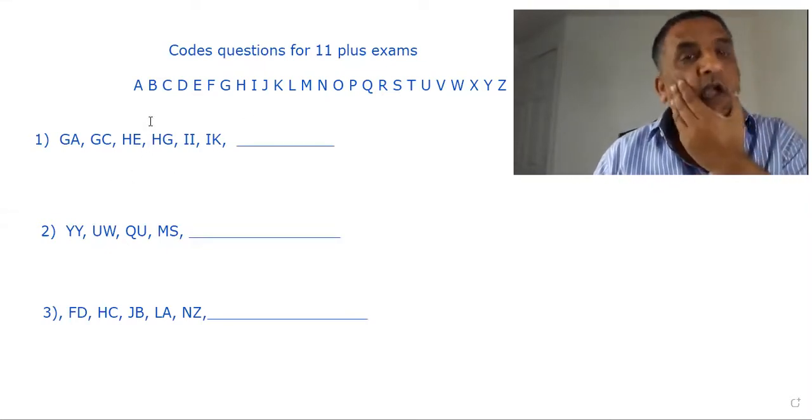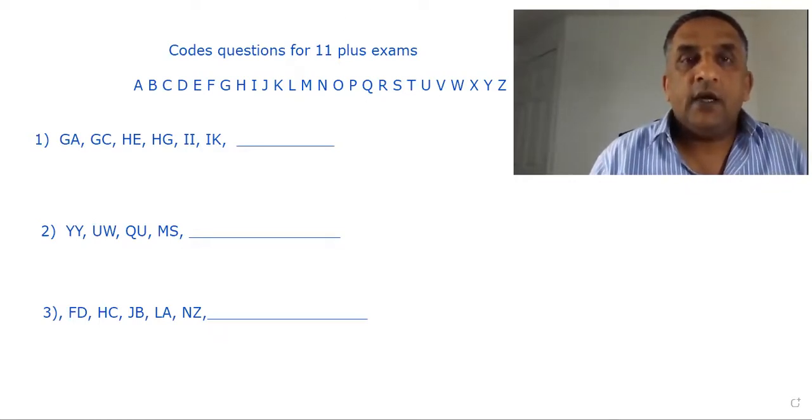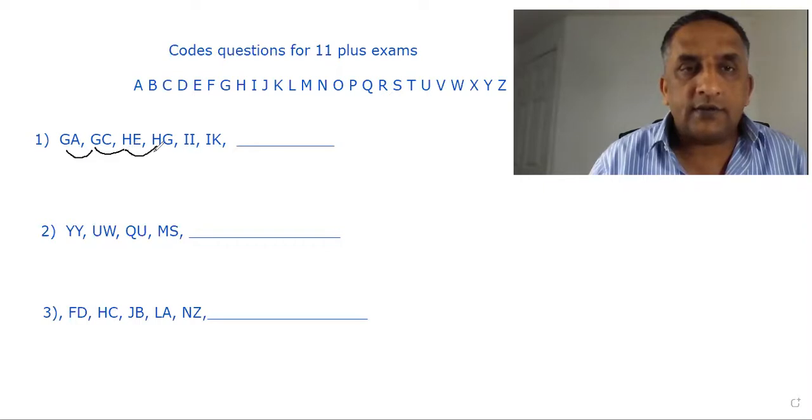As you can see, they have given us A, B, C, all the alphabets up to Z, and we just have to find the code for the next last two letters in the code sequence. In question number one, it says G G, obviously the same, then H H. If you look at this, you see G G, H H, and then comes I I. So obviously the next one after I is J. So the next code in the first one will be J.